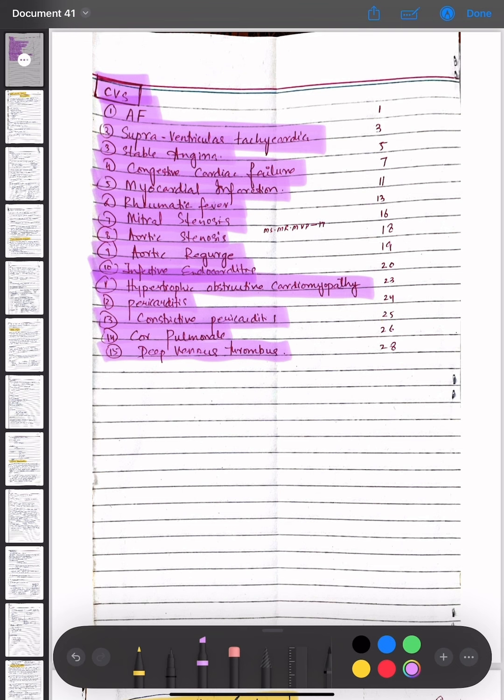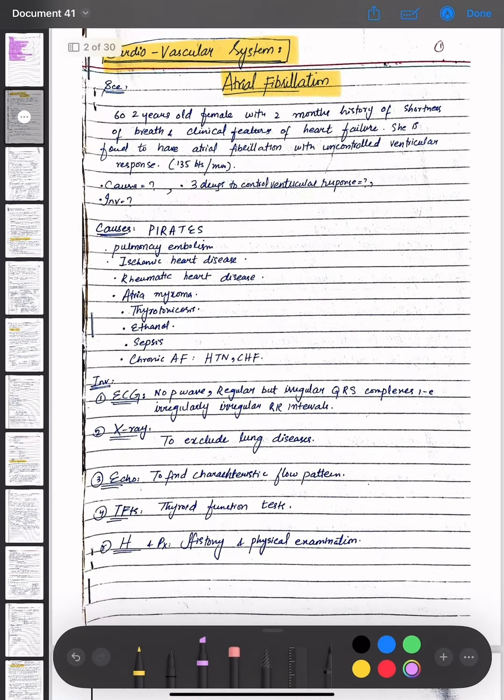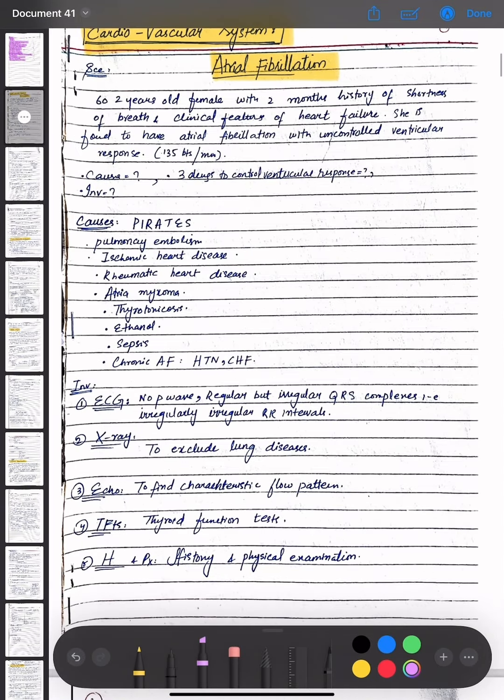We will try to cover the unit CVS in two videos, in two parts, and we will discuss each unit per day. So we will cover our medicine subject in a week. So starting from our first topic, that is atrial fibrillation.